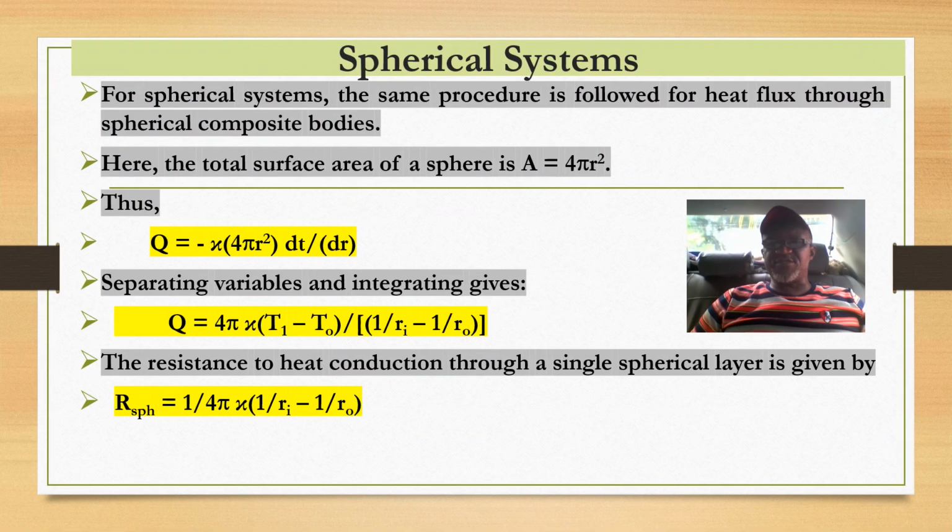Now, for spherical systems, the procedure is the same procedure as the heat flow through spherical composite bodies. So just like we did for cylindrical systems, the difference here is that the area of a sphere is 4 pi r squared. Remember, for cylinder, we had 2 pi r L, but here we're having 4 pi r squared. So we substitute for the area, and then we separate variables and integrate, and we have the resistance for the sphere, which is different from the resistance for the cylinder.